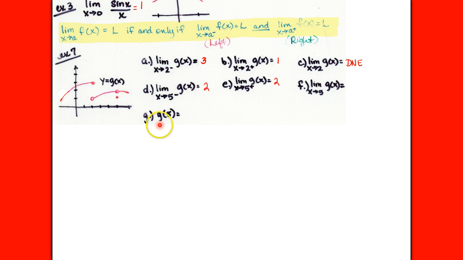Then they asked me to find g of 5. Remember, that means when x is equal to 5, what is y equal to? So I can come down here and say, okay, when x is equal to 5, y is equal to 1. What bearing does that have on my limit? None. Absolutely. It is completely irrelevant. I don't care what is going on at that point. I only care about what is happening as I approach 5 from the left and from the right. So when I approach from the left, I got 2. When I approach from the right, I got 2. So what is my limit? 2. Even though g of 5 is equal to 1.